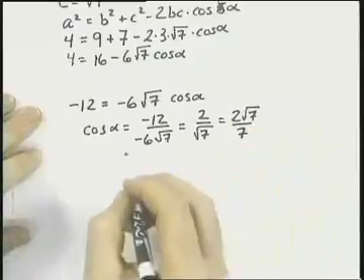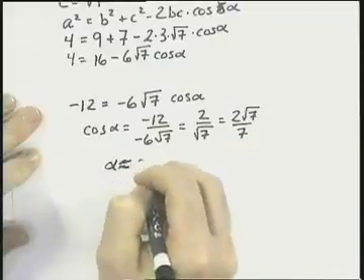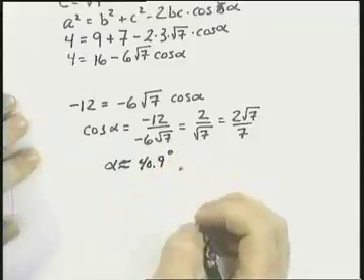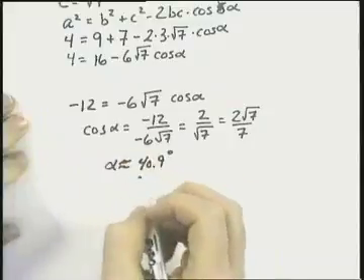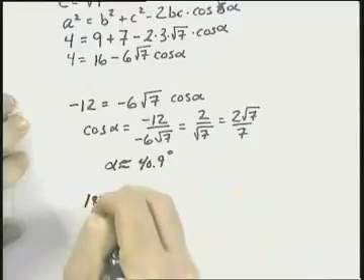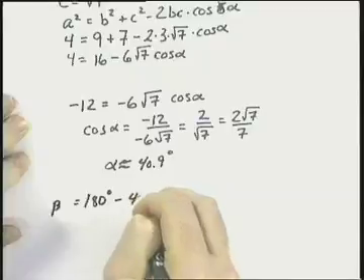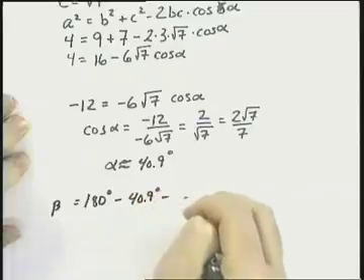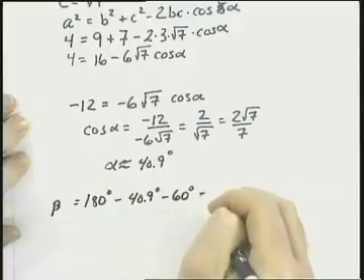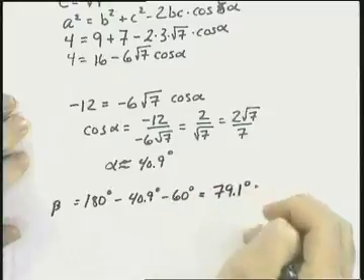If I take the arc cosine of both sides, I get that alpha is about equal to 40.9 degrees. Now, I could, if I felt like it, find the value of beta also using the law of cosines, but we know that beta has got to equal 180 degrees minus alpha, 40.9 degrees, minus the value of gamma, which is 60 degrees. That gives me that beta is going to be 79.1 degrees.